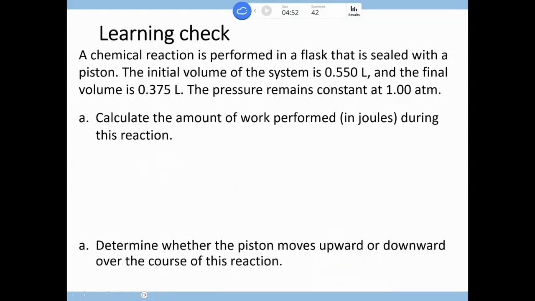So this next question we'll go through here, this learning check. We have a chemical reaction performed in a flask, sealed with a piston, same thing as the last image. We have the initial volume of the system, the final volume, and we have a constant pressure of 1 atmosphere. We are calculating the amount of work performed during this reaction. I'll give you all, let's say, 2 minutes. It's not an iClicker, I just want to give you a couple minutes to start it, and then we'll go through it together.